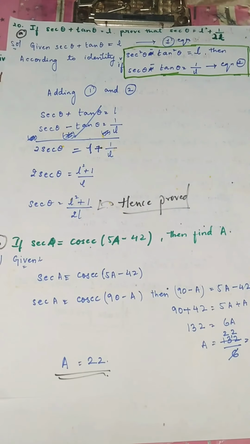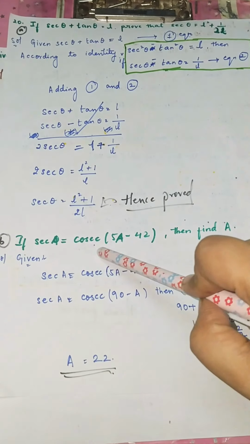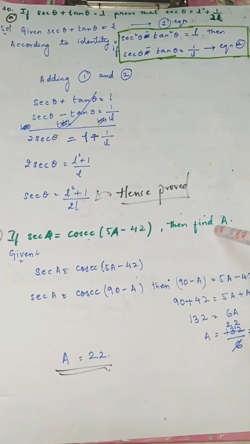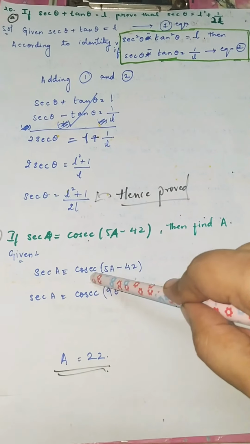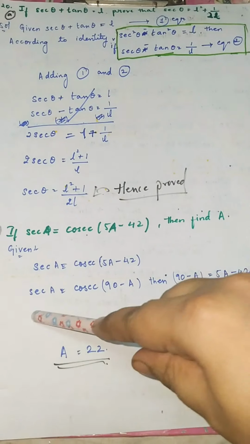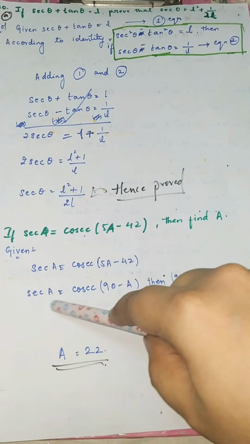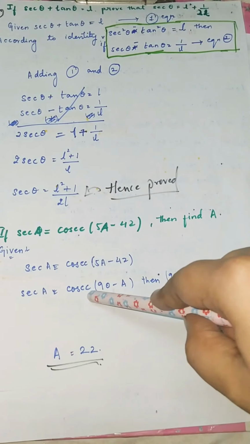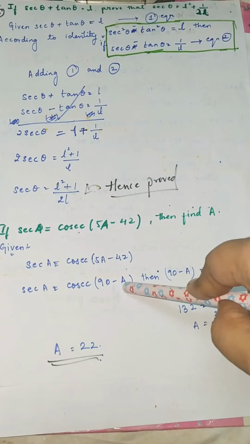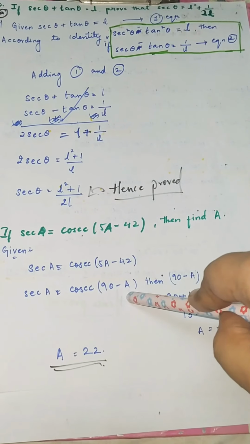Now the B bit of 28th sum: if sec A is equal to cosec of 5A minus 42, find A. Okay, sec A is equal to cosec of 5A minus 42. Then sec A, instead of theta we are taking A, is equal to cosec of 90 minus A. Instead of theta we have to take A here also.